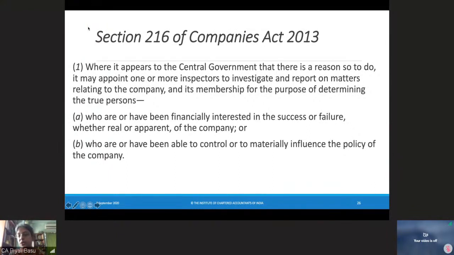Okay, my dear students, we will continue day after tomorrow with this section only. I will start with section 216, detail of the investigation, and then we'll slowly go to the frauds, and then to forensic.